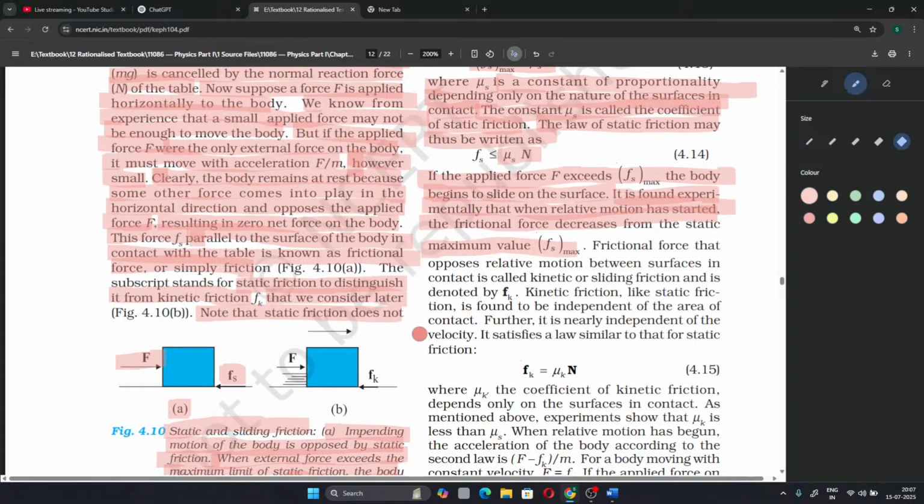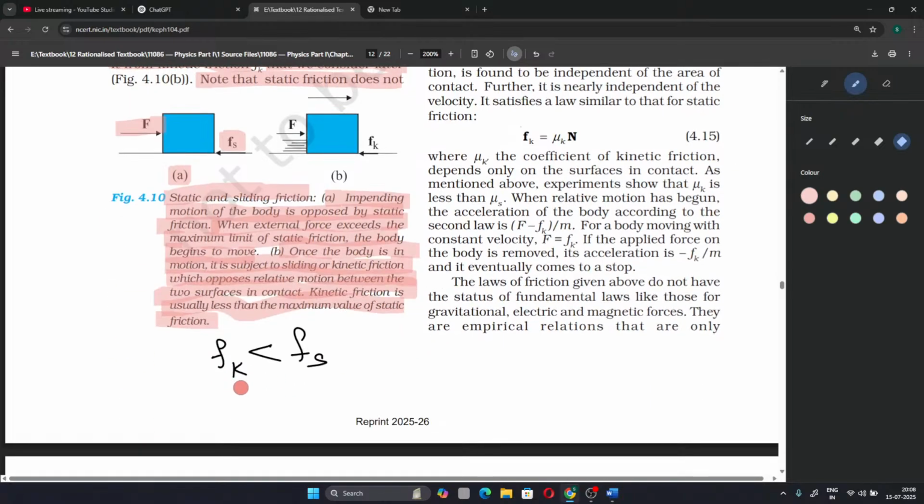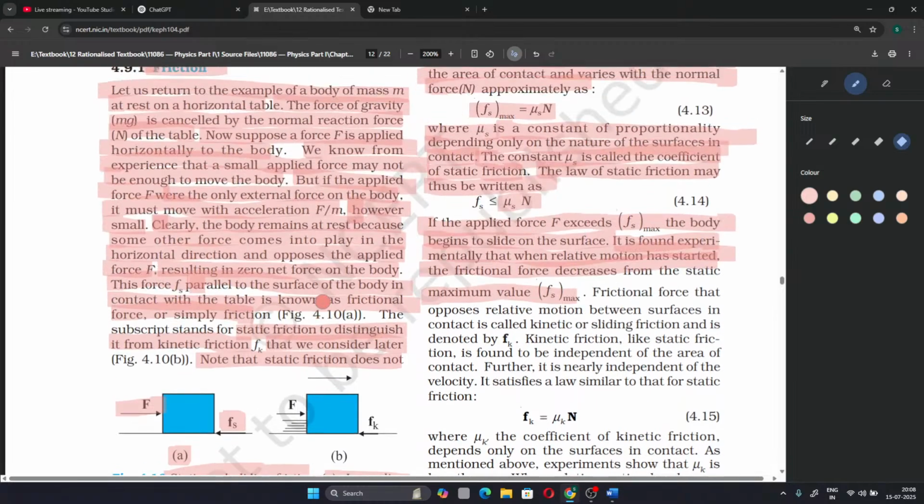Basically, they're saying if the applied force F, which is the external force, exceeds the frictional force, then the body will begin to slide on the surface. And it is experimentally found that when relative motion has started, basically when the body started moving, the frictional force decreases from the maximum static friction value. Here they gave that the kinetic friction is less than the static friction. That is why the friction value will decrease from the maximum static friction.